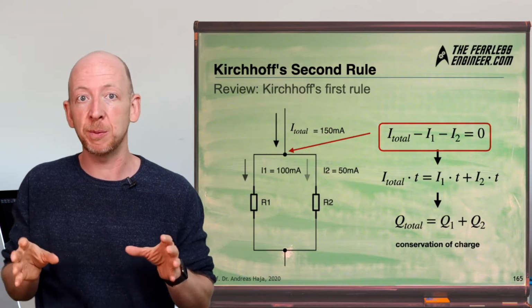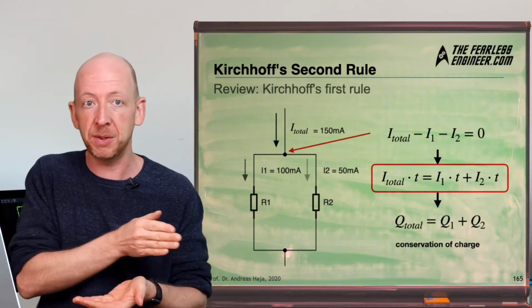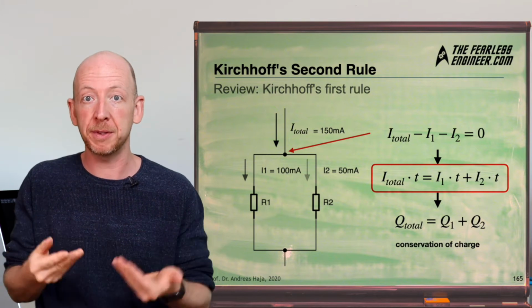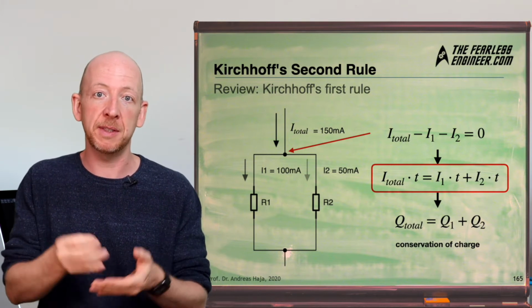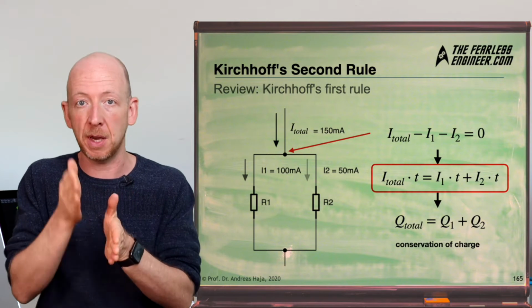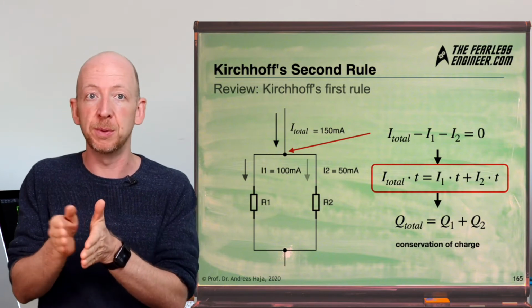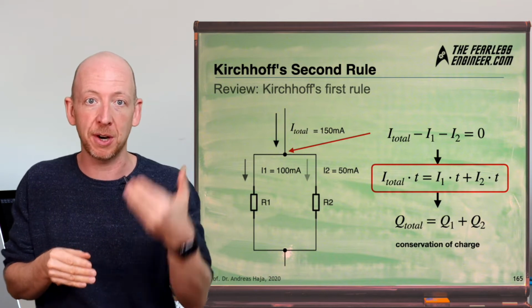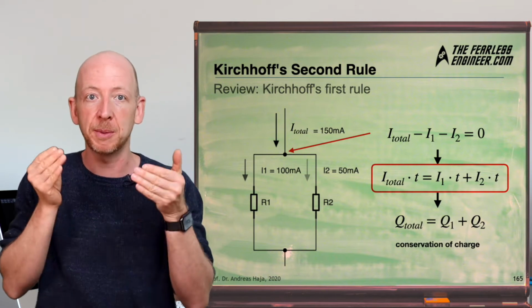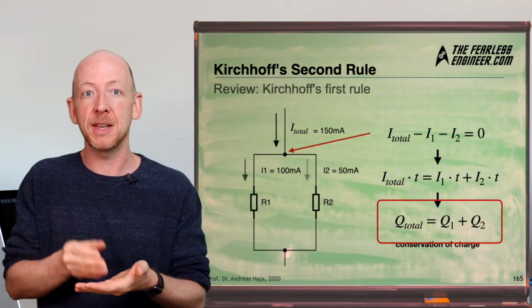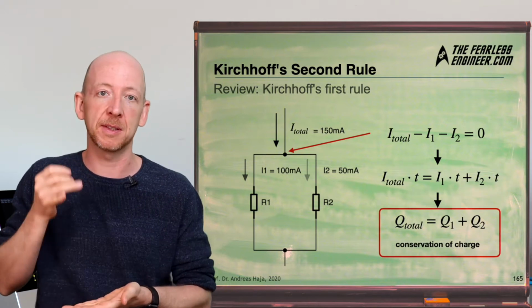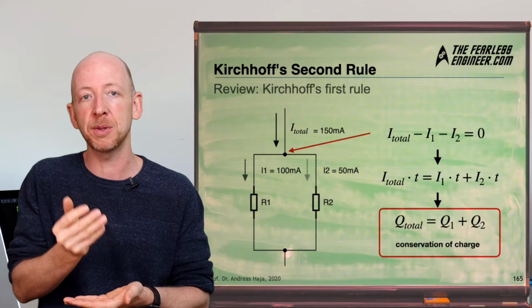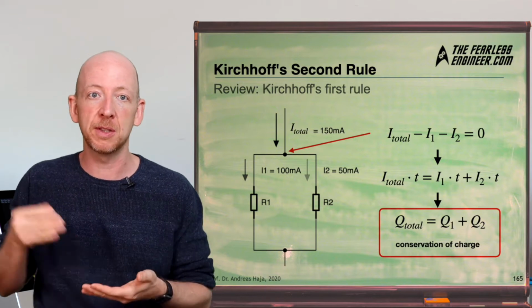And it gets interesting when we bring the currents I1 and I2 to the right side and multiply both sides by the time t, which gives us the equation I_total times t equals I1 times t plus I2 times t. And since the product of current and time describes the amount of charge being transported, it becomes clear that Kirchhoff's first rule is actually a conservation law, which means that the sum of the charges flowing into a node is equal to the sum of the charges flowing out of it.